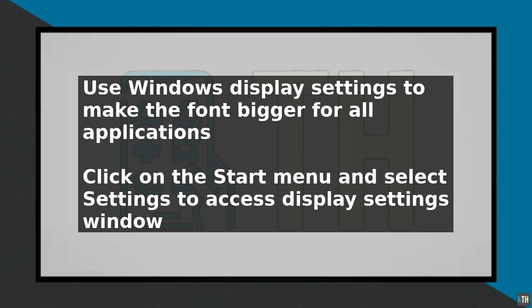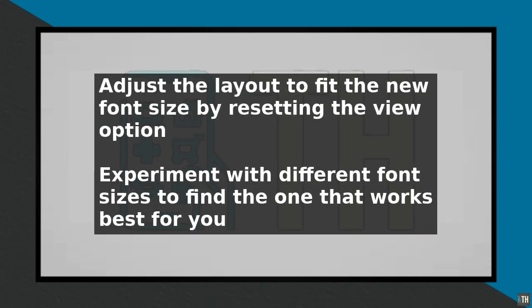In addition, if you are using a laptop or a computer with a high-resolution screen, you may need to adjust the display settings to make the font bigger. You can do this by clicking on the Start menu and selecting Settings. Then clicking on System and then Display. In the Display Settings window, look for the section that says Scale and Layout, and select the size you want to use.